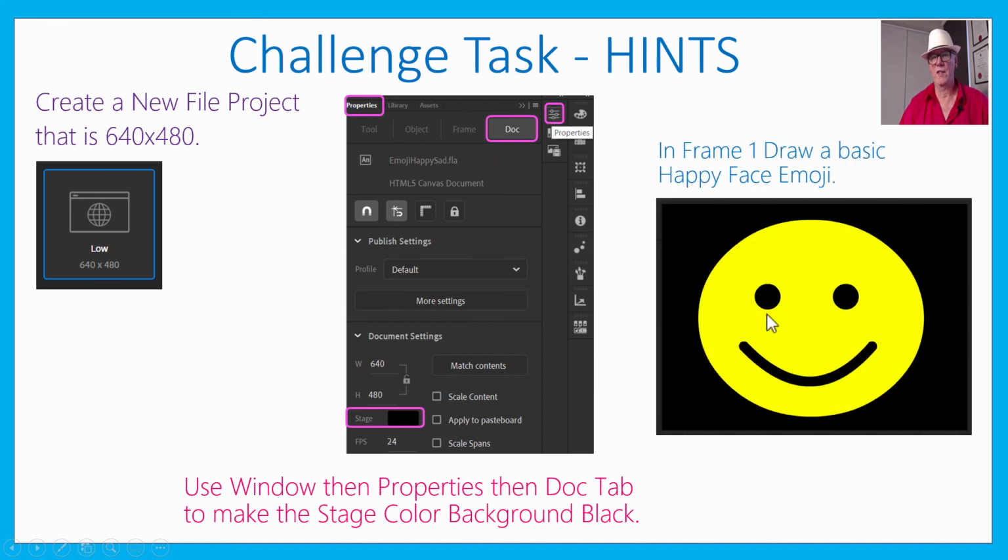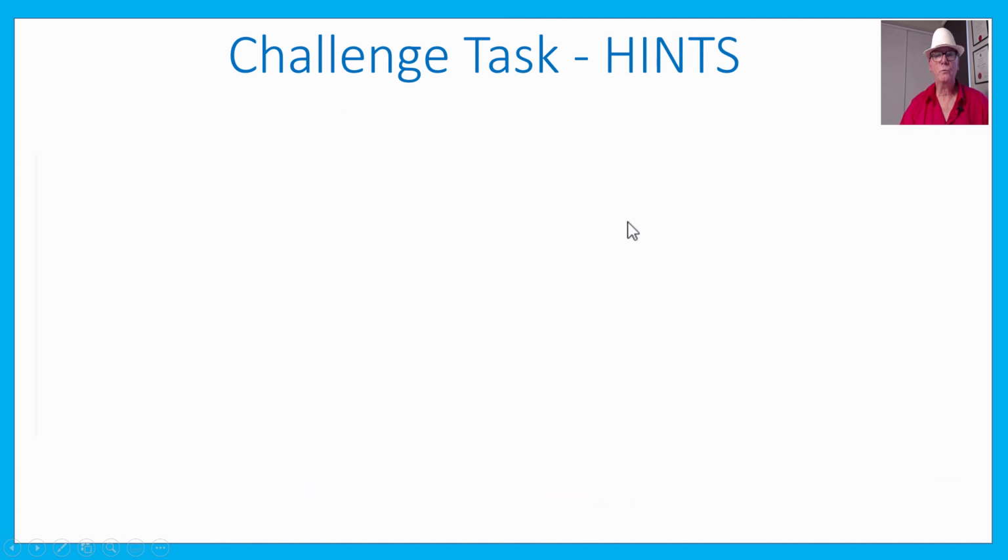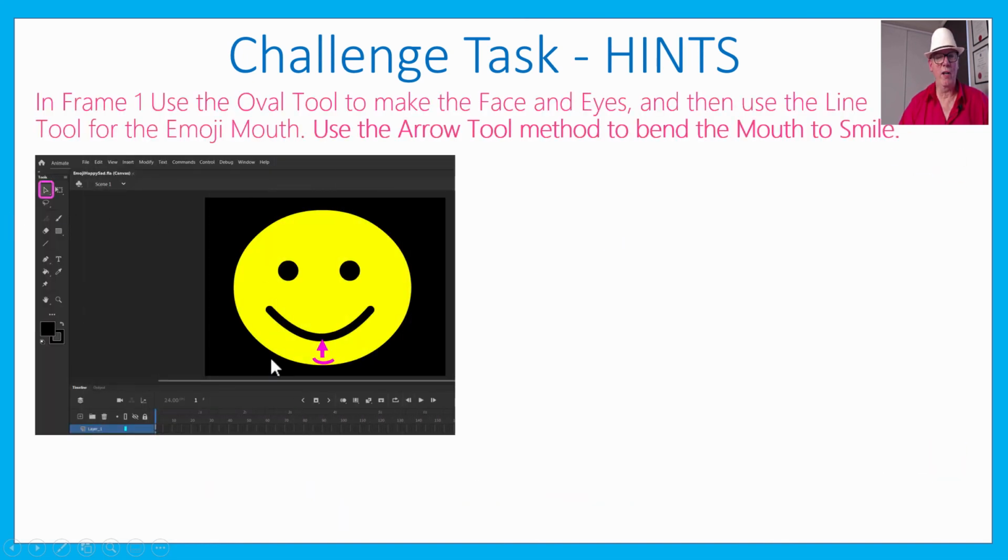And we're just going to draw this emoji face. All right, so remember when you're drawing the mouth, you just get on the line tool and draw a thick black line, but then you can get back on the arrow tool and you move the mouse near it.